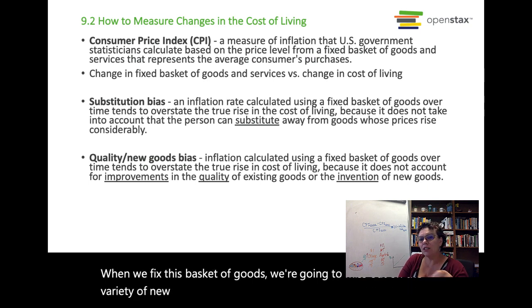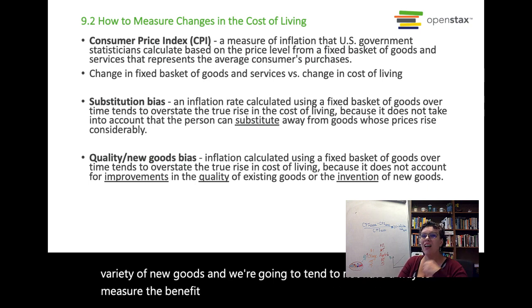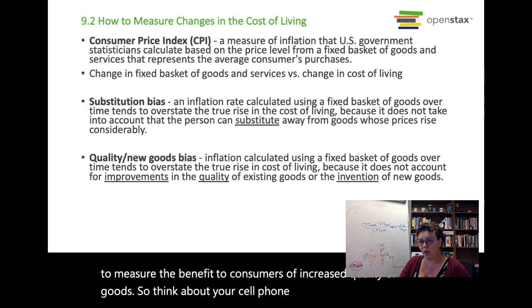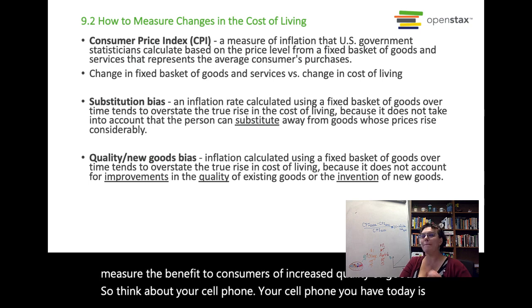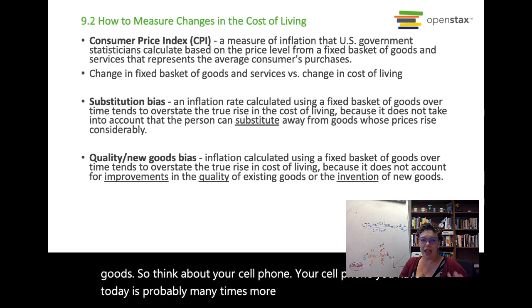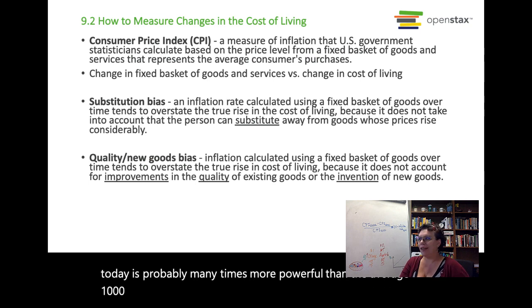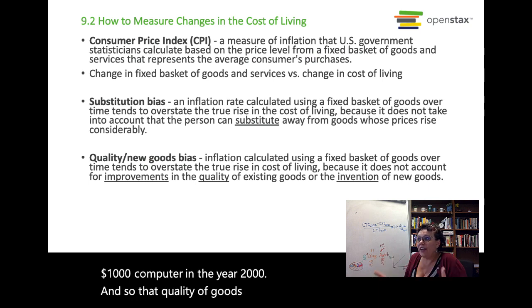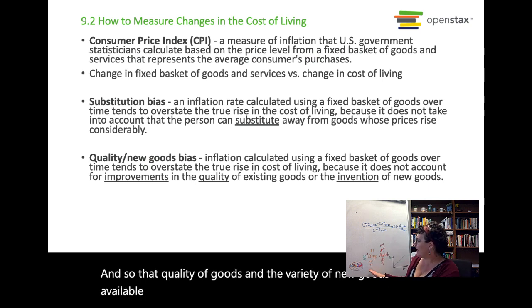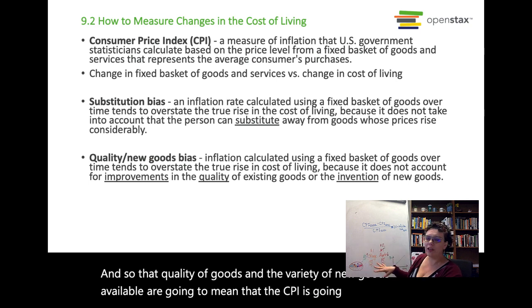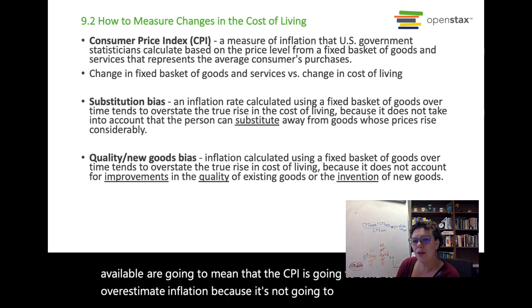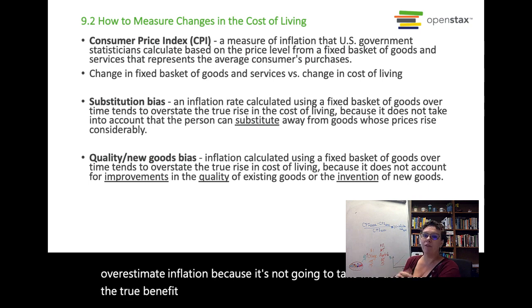When we fix this basket of goods, we're going to miss out on the variety of new goods, and we're going to tend to not have a way to measure the benefit to consumers of increased quality of goods. So think about your cell phone. Your cell phone you have today is probably many times more powerful than the average $1,000 computer in the year 2000. And so that quality of goods and the variety of new goods available are going to mean that the CPI is going to tend to overestimate inflation because it's not going to take into account the true benefit that we get from increased quality of goods and new goods.